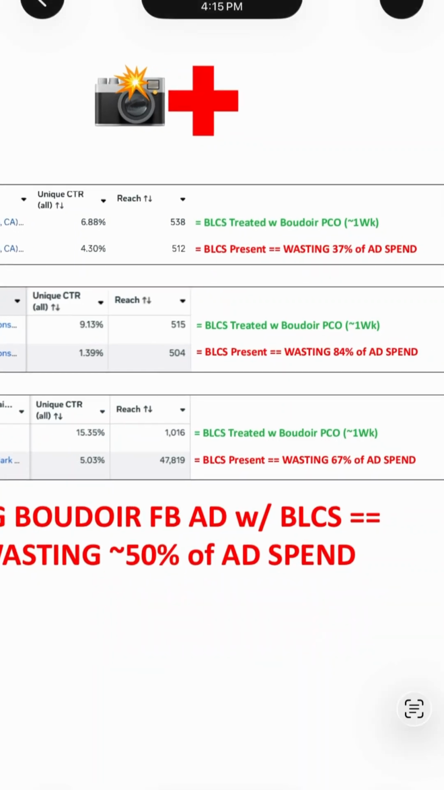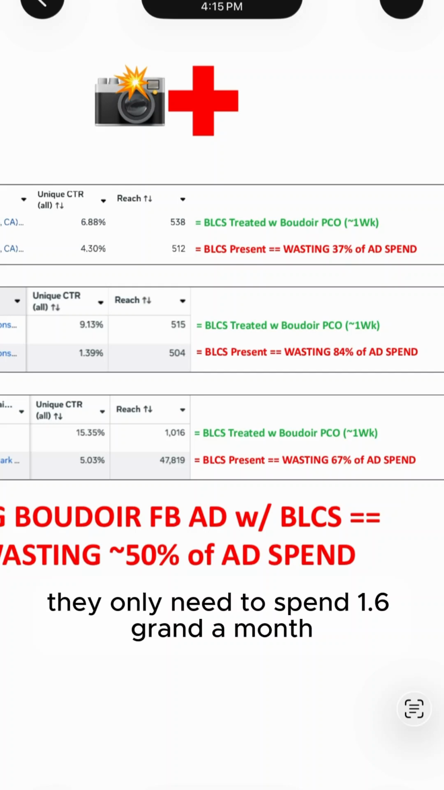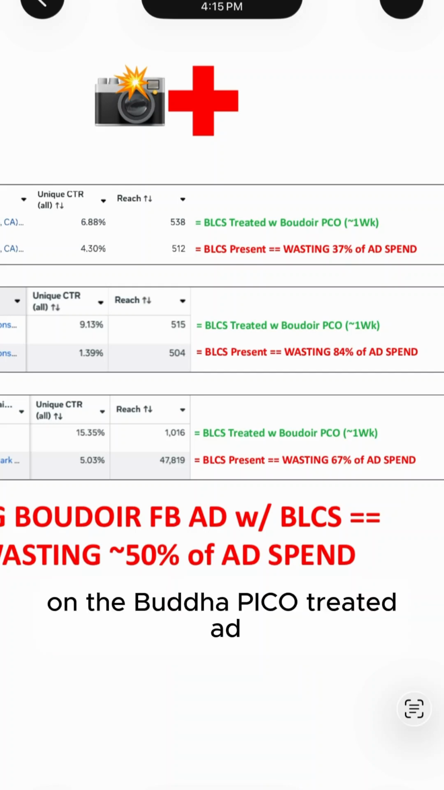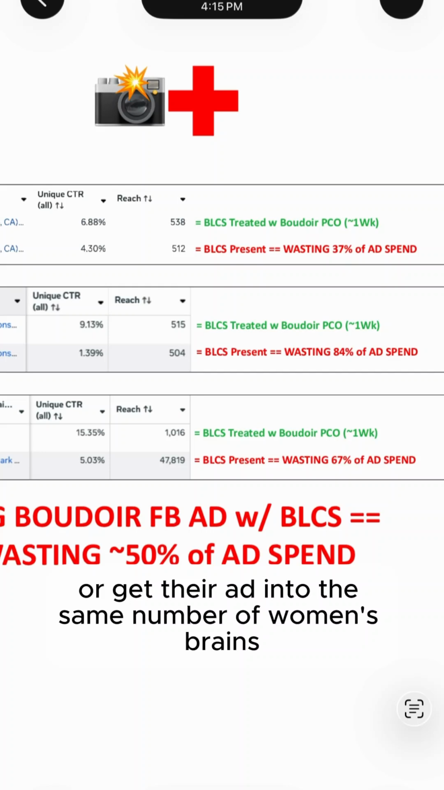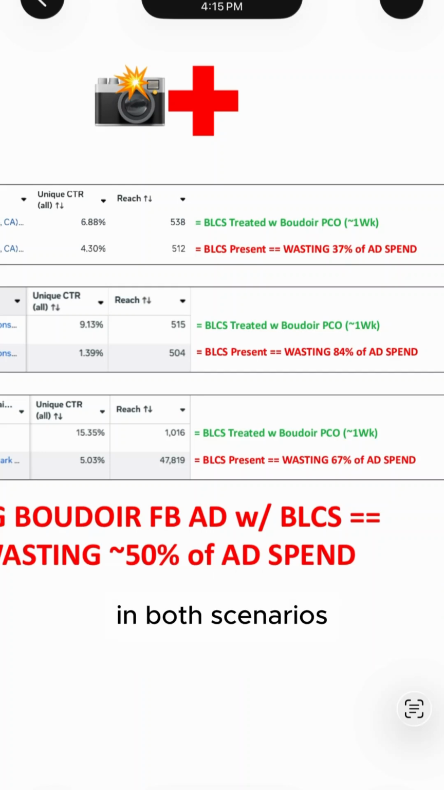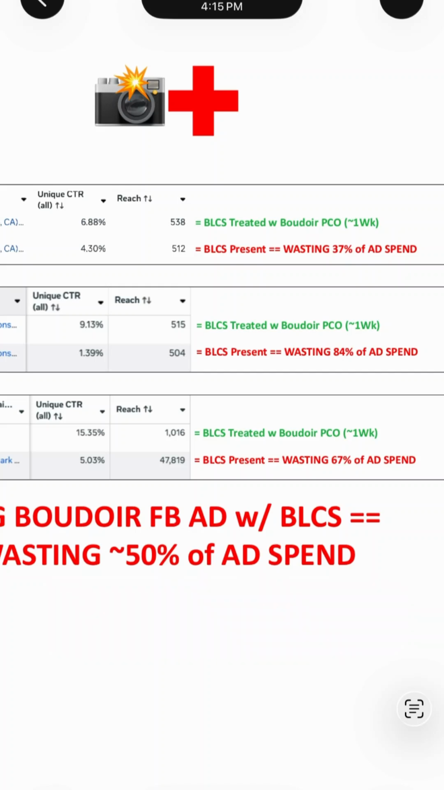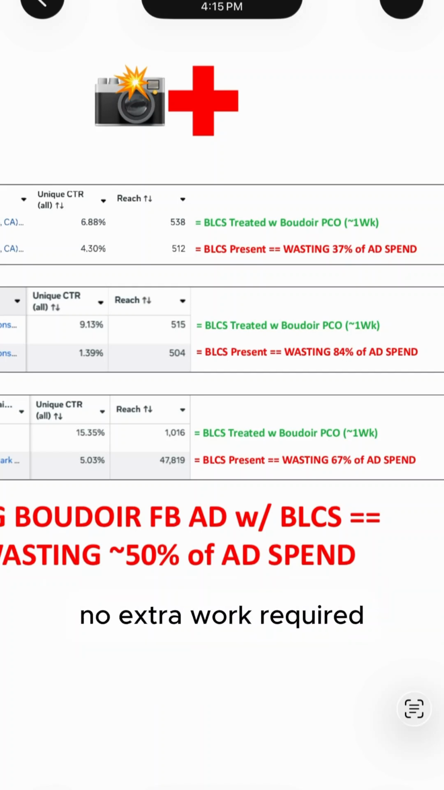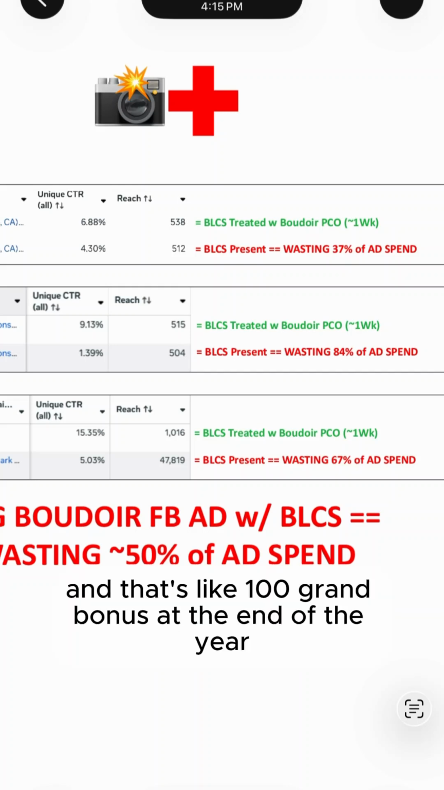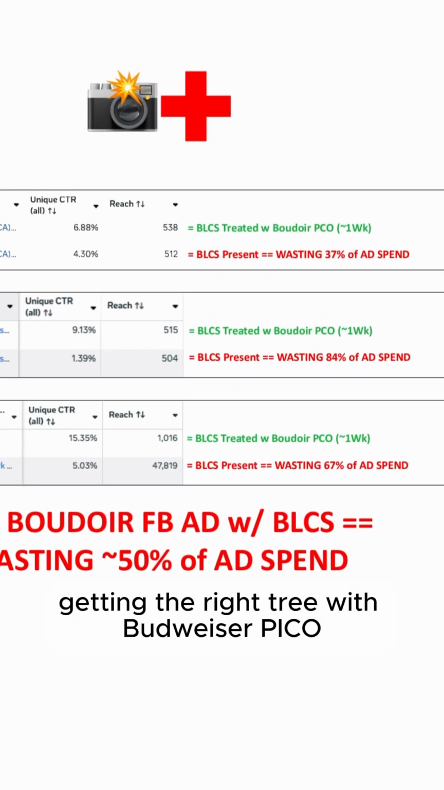As a result, they spend 10 grand a month on the original Boudoir Facebook ad. Now they only need to spend 1.6 grand a month on the Boudoir PICO treated ad, and they can get their ad into the same number of women's brains in both scenarios. So they simply pocket that $8,400 a month, not needing to spend that ad spend anymore, as a phantom bonus back in their pocket, no extra work required. That's like a 100 grand bonus at the end of the year by simply getting their ad treated with Boudoir PICO.